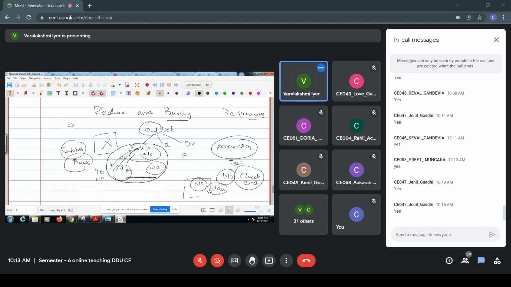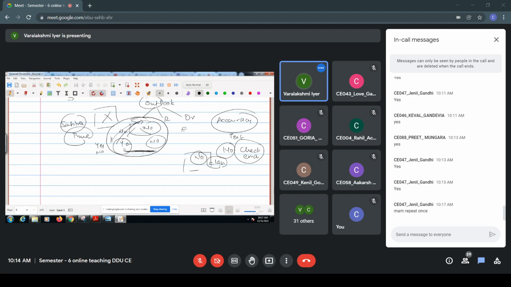Yes or no? So what we are supposed to do in post reduced error pruning, is everyone clear on this? Yes or no? Hello?